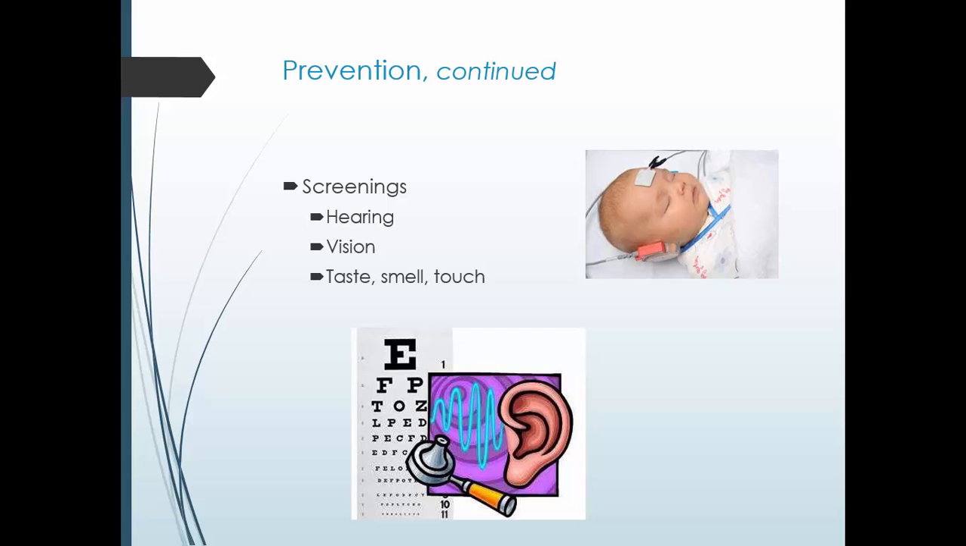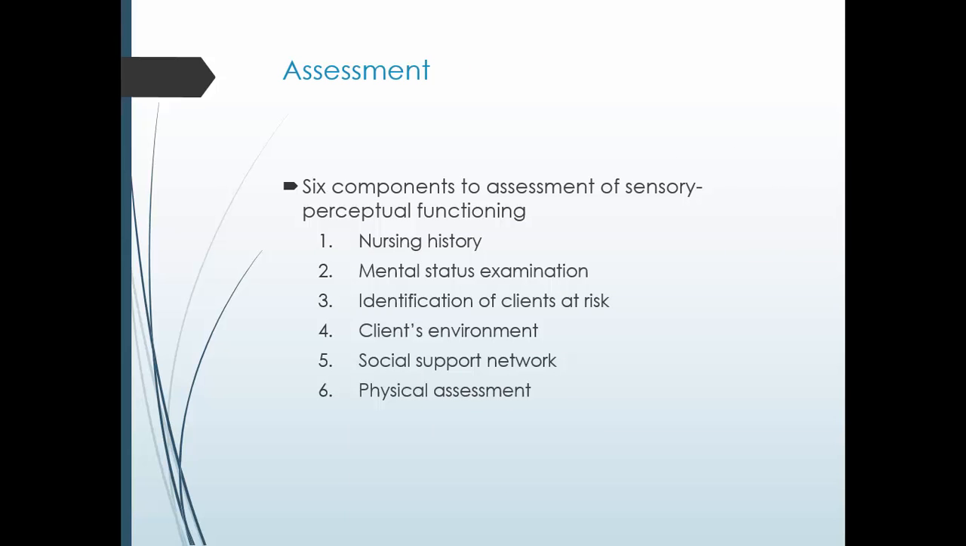Vision: between the ages of 3 and 5, children receive vision screenings at least once. Beyond the age of 40, 1 in 28 people in the United States have some type of visual impairment. They recommend annual or biannual screenings. Taste, smell, and touch, there are no current recommendations for screenings. Most are found when the patient presents to the healthcare provider's office with complaints of alterations in these areas.